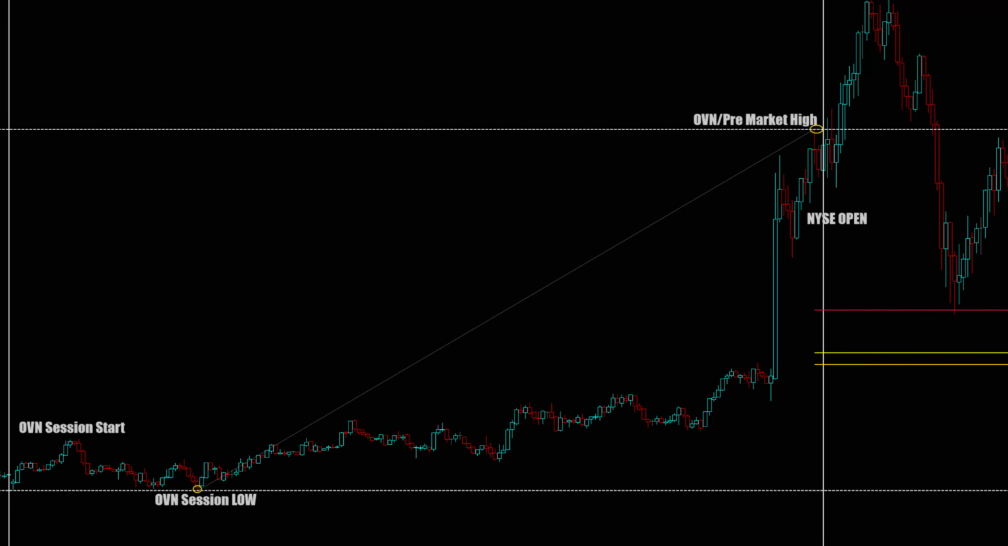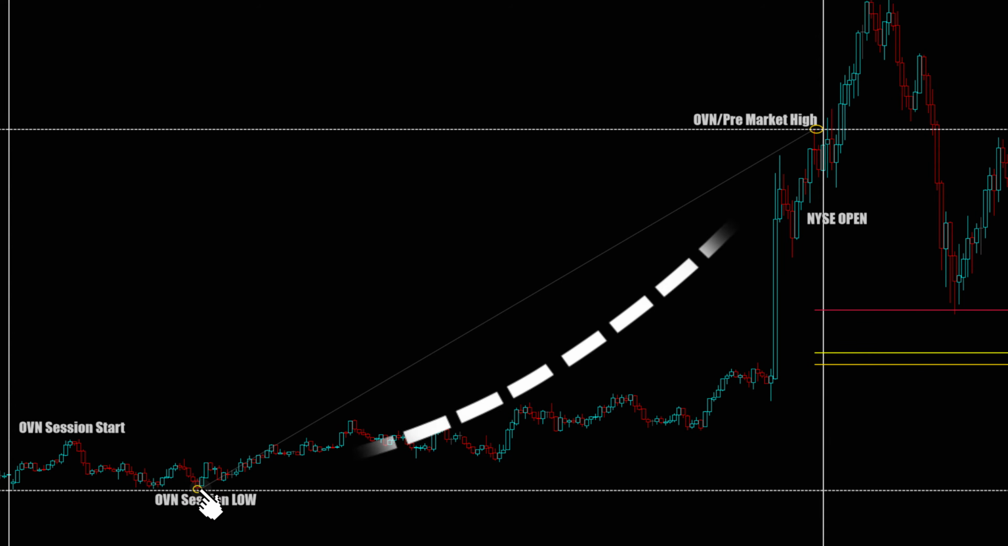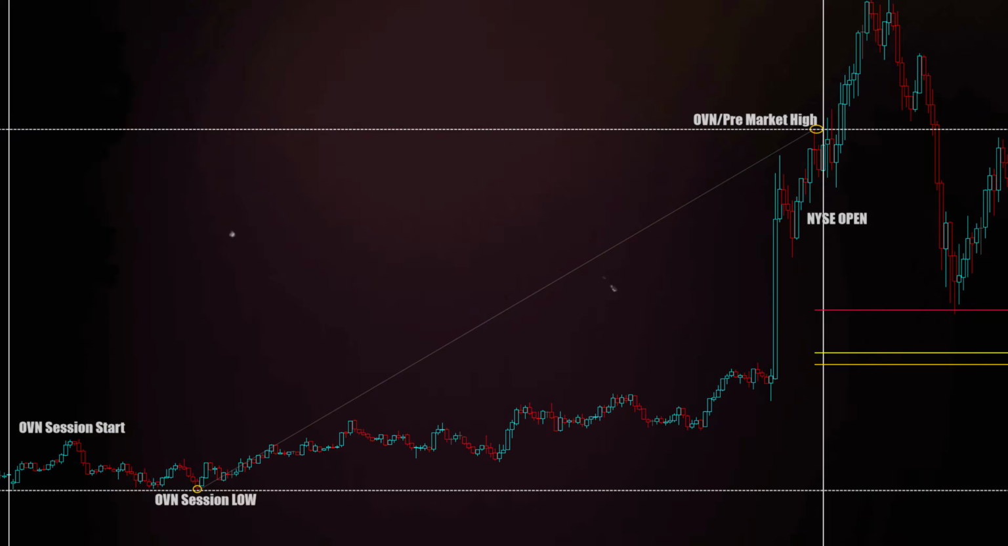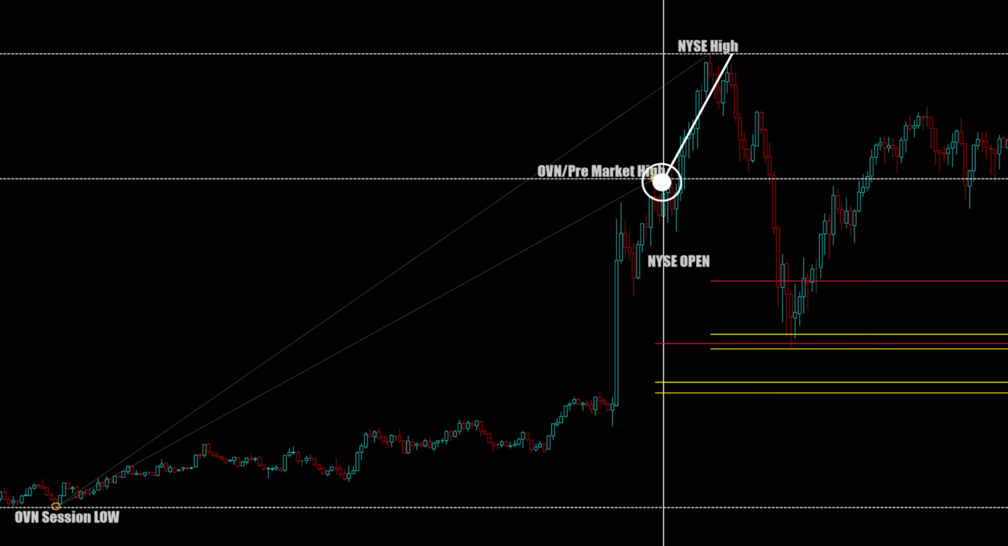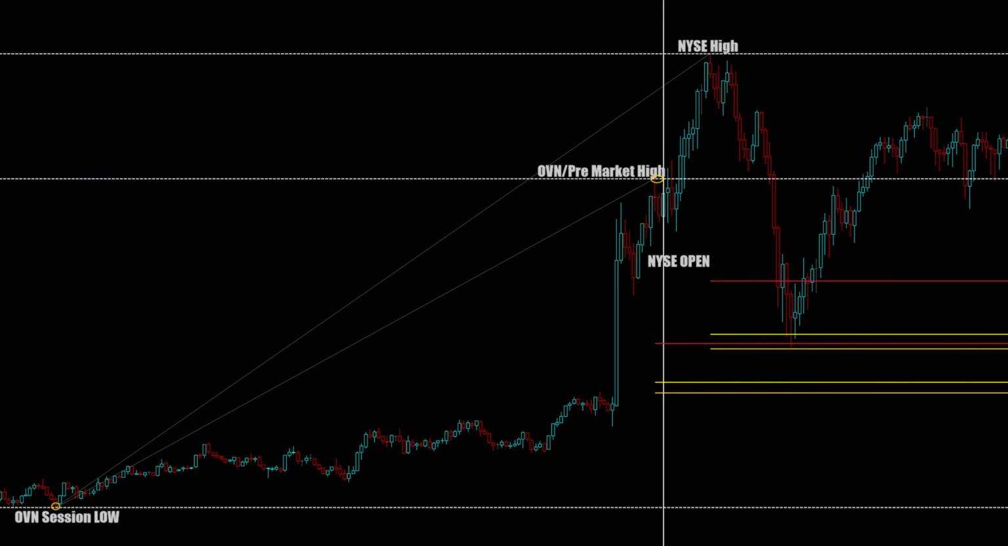Before we go into open, check to see if we had a leg up during the overnight session or pre-market. If we did, mark out the lows to the highs. During open, we will look for a retracement into that zone. In that same scenario, if we get another leg up during open, we will draw another fib from the overnight session low to the current New York Stock Exchange high. These are all levels we will be watching.